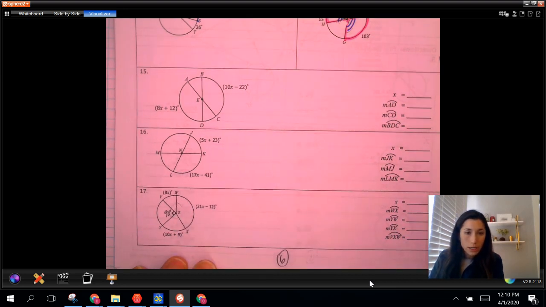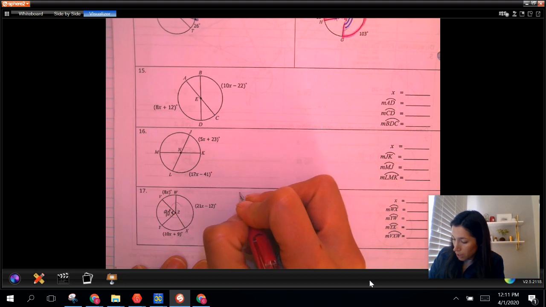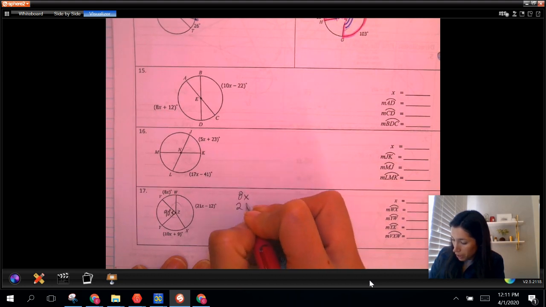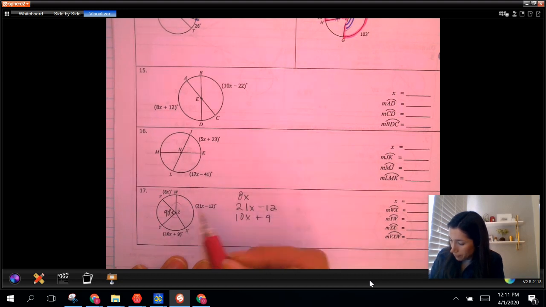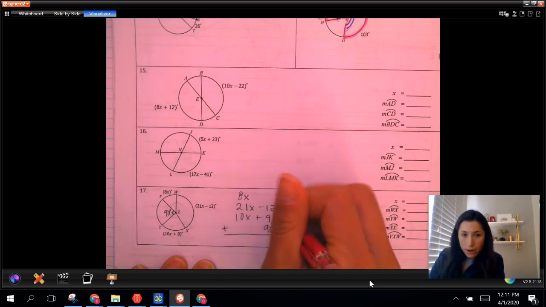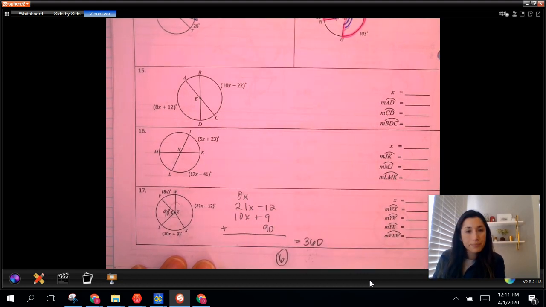And it looks like this is going to be the full circle, 360. So I would add everything that you have here. 8x, if it's helpful for you to line up all your expressions. 8x, this one, and then we have a 90. So I would add all of these together, add all of your x's, add all your numbers together, and then set it equal to 360. Okay, so this page here, page 6, is just a review of the central angles for a circle.